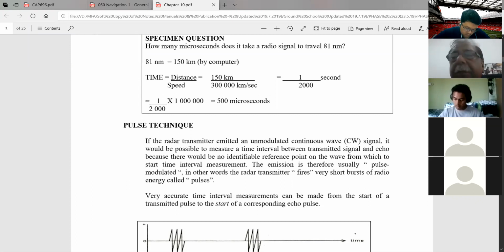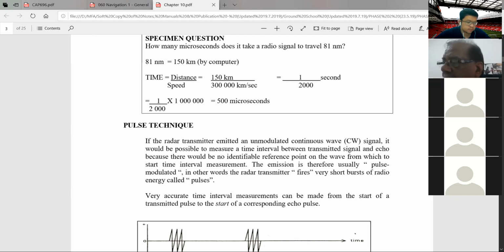300 into 5. 1,500. Yeah, that becomes 1,500. 1,500 divided by 2 becomes 750. 750 meters should be the range of that particular object.